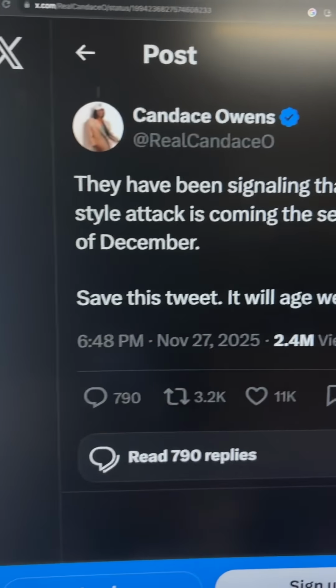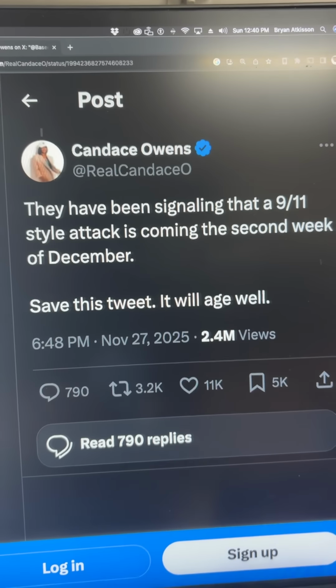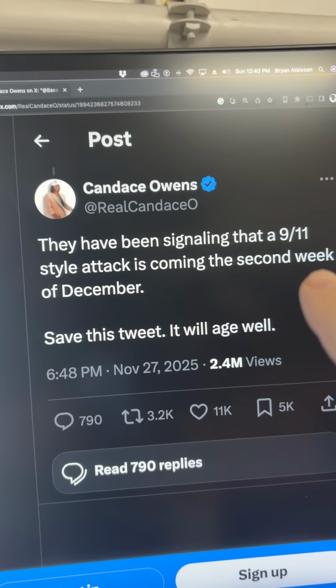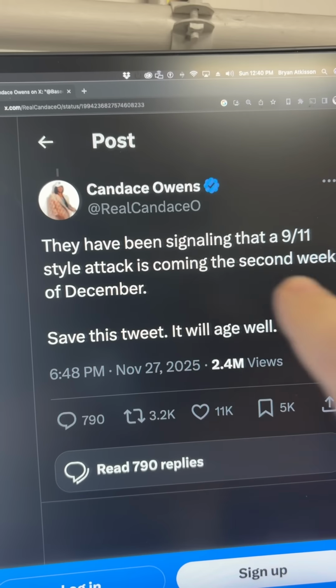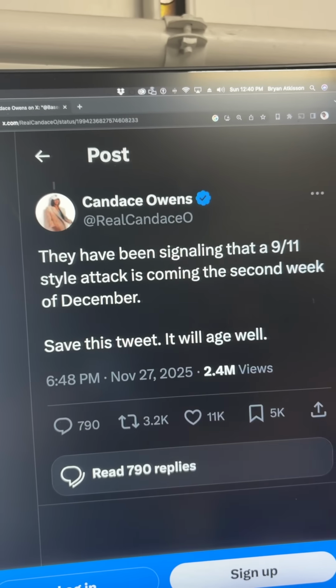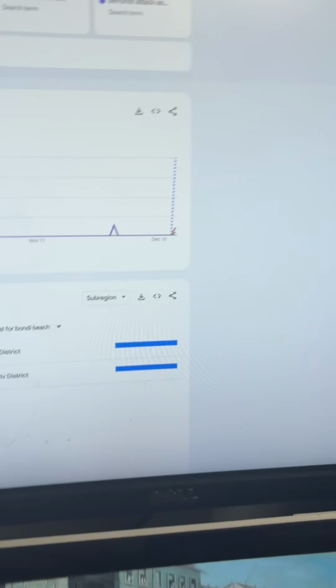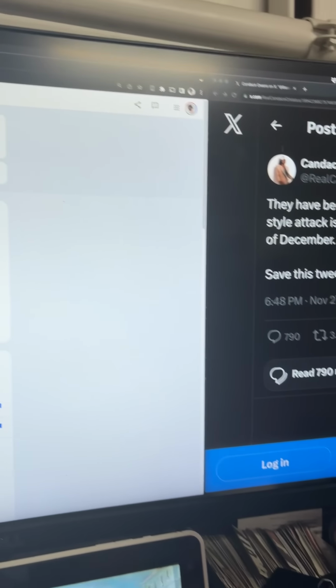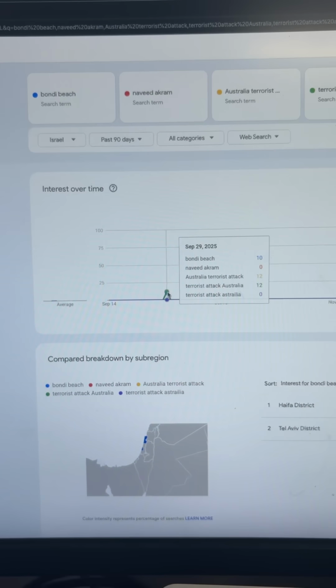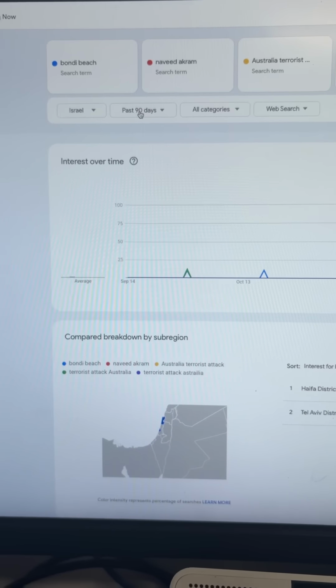And that would kind of further corroborate, you know, Candace Owens' post here. It says, they have been signaling that a 9/11 style attack is coming second week of December. Save this tweet, it will age well. Which, you know, despite what people think about Candace, that's a pretty alarming tweet. She's kind of suggesting that Israel's been planning a lot of the terrorist attacks, and the evidence here is alarming. But let's get a little more detailed.